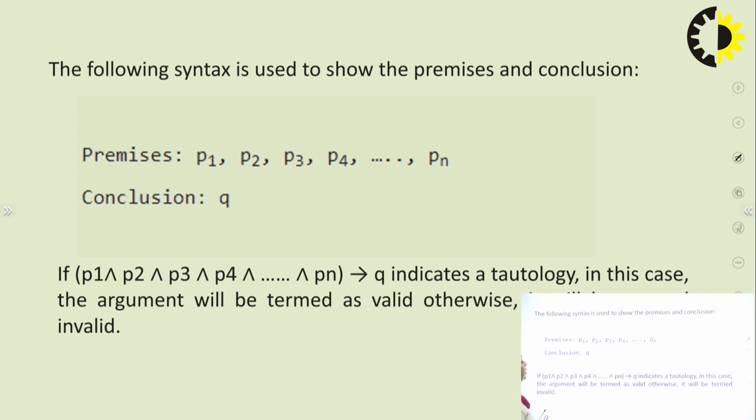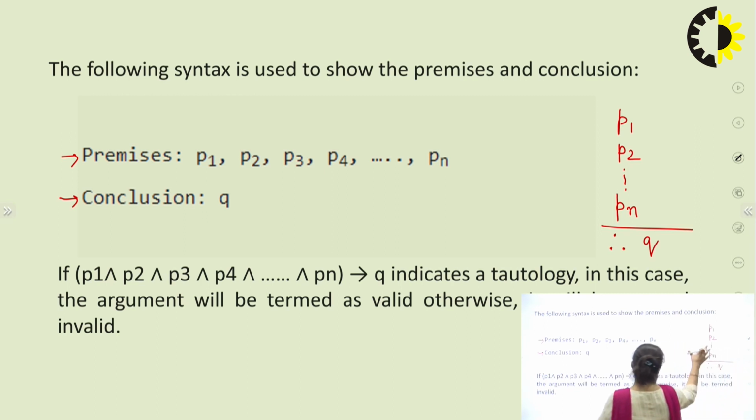If I see the syntax for writing the premises and conclusion, this first line shows my premises, that is P1, P2, P3, P4 up to Pn. All these are premises which form an argument, and the last statement, suppose we have this Q, is known as the conclusion. So whenever we write this, I have P1, P2 up to Pn, these are my premises, and therefore Q. This is the way in which we write premises and conclusion.